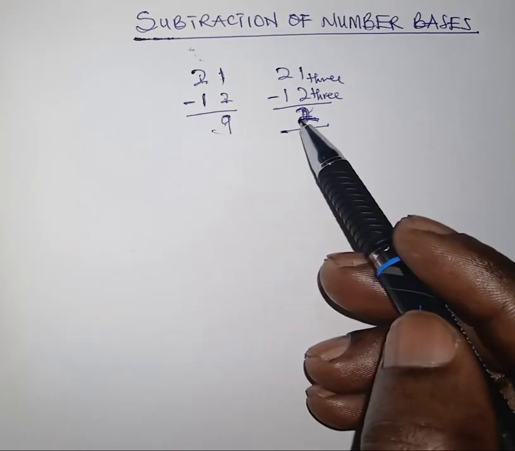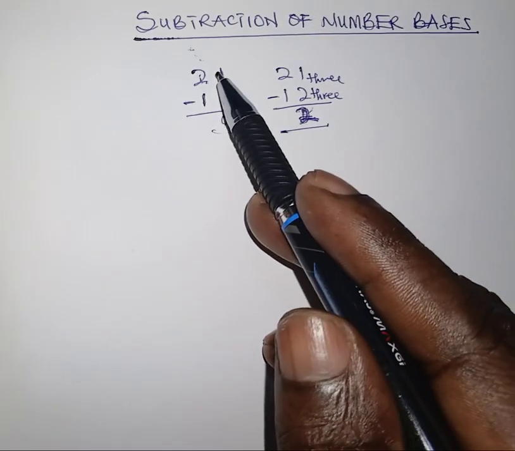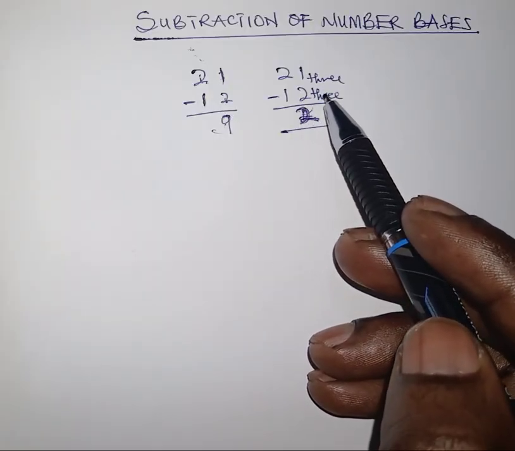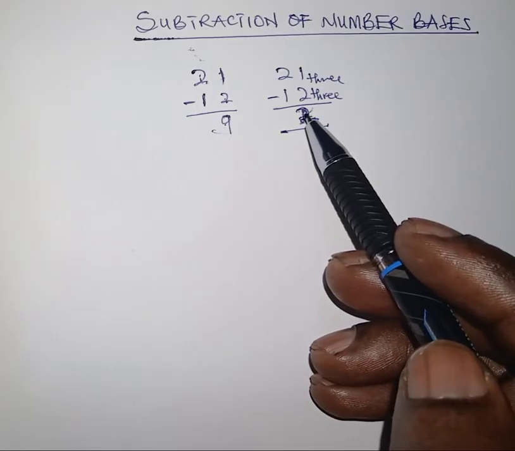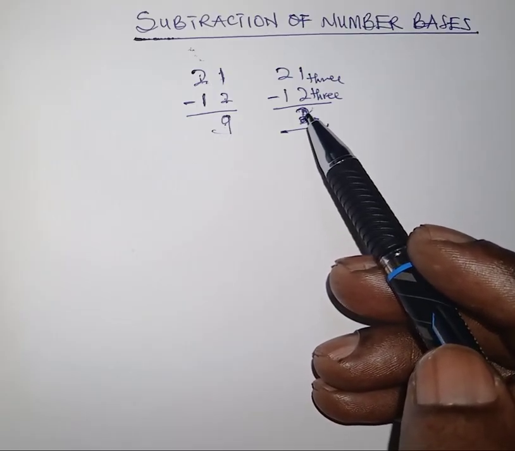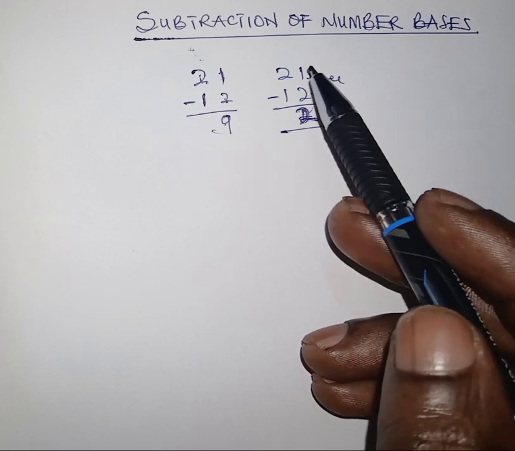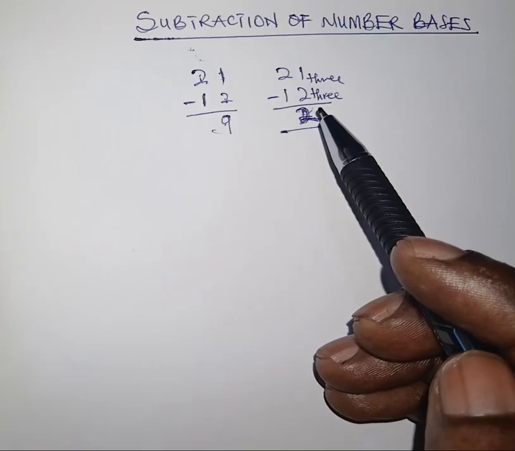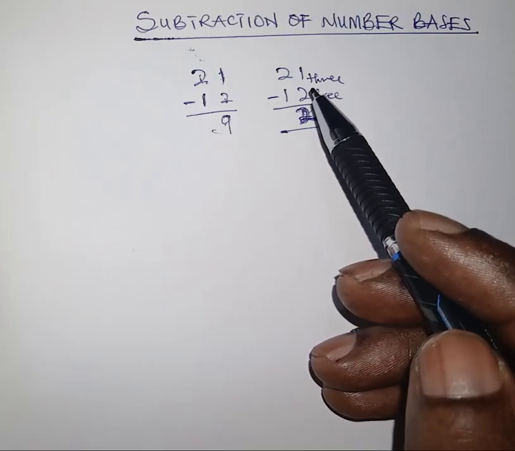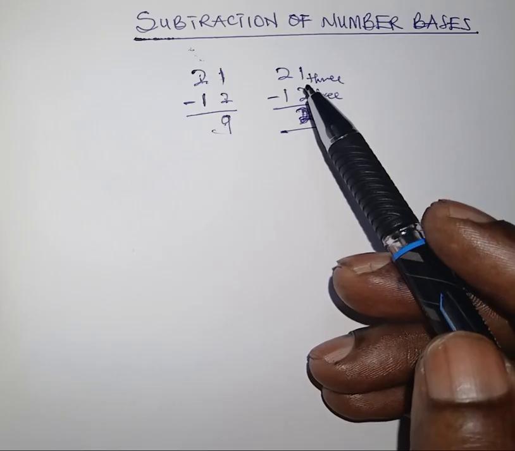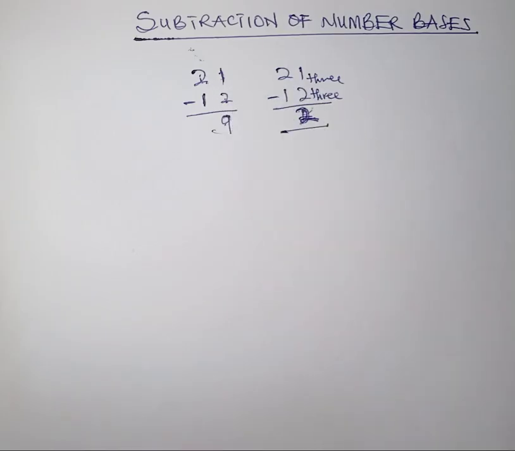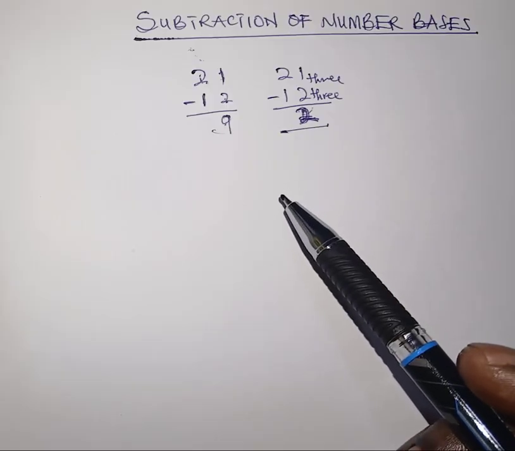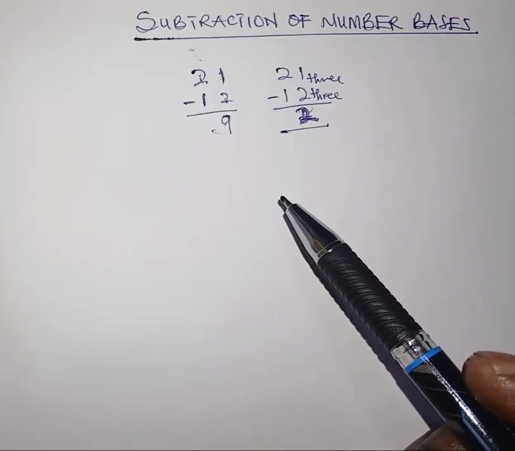So we compare this to this. You see that when you do it the normal way, you are getting 9. But if it is in base 3, you are going to get 2. Have you gotten that? Yes. So you realize that it's very critical. When you are dealing with subtraction and addition of number base, you need to pay keen attention, so that you don't do it the same way as the normal way we do subtraction. So we'll not waste time. Let's take more examples and look at how we can do the subtraction in number base.